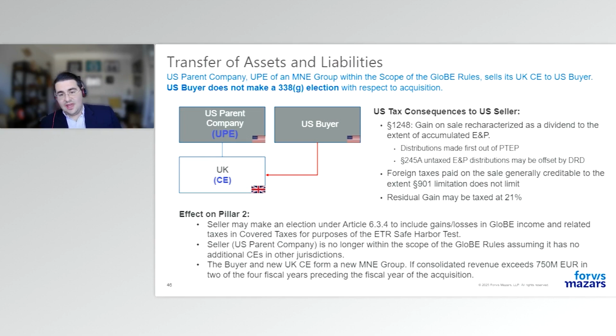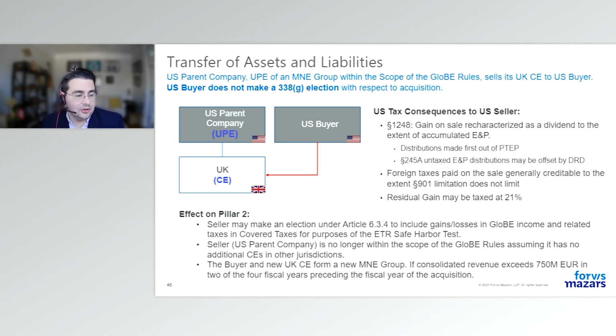So from a U.S. tax perspective, you might have some 1248 gain or loss because it's a CFC. To the extent of any accumulated E&P, you apply your 959 PTEP rules, and then any untaxed E&P distributions could be offset potentially by 245A's DRD on that. If you have any treaty resource income, the foreign taxes paid on that could basically make it creditable under 901, right? And any residual gain is subject to tax at 21%. That's the U.S. side, right?